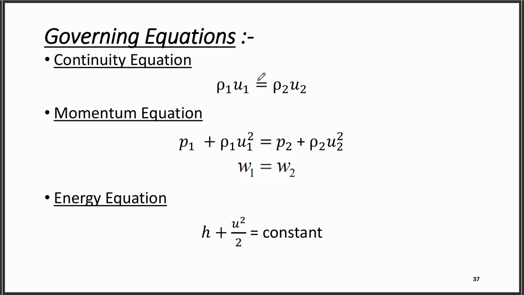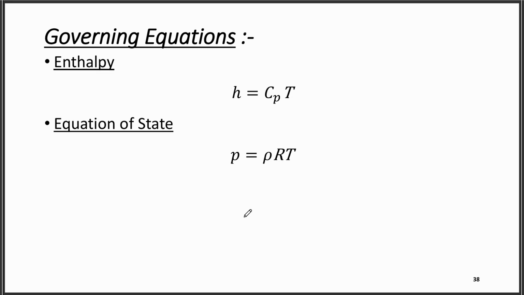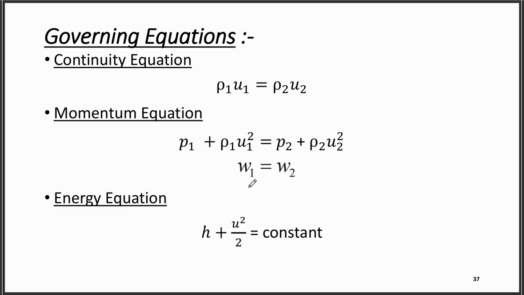So the continuity equation is given by ρ1 u1 equal to ρ2 u2. Momentum equation is given by p1 plus ρ1 u1 square equal to p2 plus ρ2 u2 square. Energy equation is given by h plus u1 square upon 2 equal to constant. Enthalpy is given by h equal to cpT, and equation of state is given by p equal to ρRT. All equations are similar to normal shock. The only difference is that you have to take the normal component, and one extra equation for the tangential component.